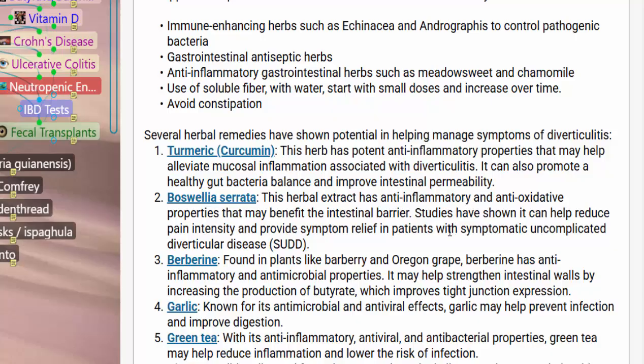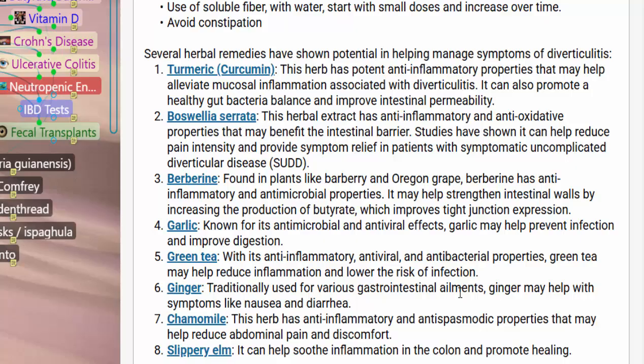This herb has potent anti-inflammatory properties that may help alleviate mucosal inflammation associated with diverticulitis, and it promotes healthy gut bacterial balance, and it also improves intestinal permeability. Boswellia serrata, which is frankincense. The extract has anti-inflammatory and antioxidant properties that can benefit the intestinal barrier. And there have been studies that showed it could help reduce pain intensity and even provide symptom relief in patients with symptomatic, uncomplicated diverticular disease.